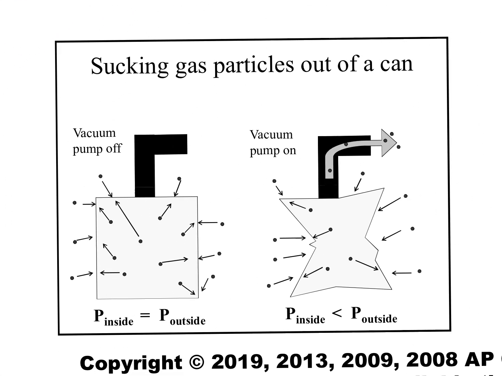So we've seen this demonstration too. I actually just did it in my CP class. So if we suck gas particles out of a can, you can see in this picture here on the left, we've got 1, 2, 3, 4, 5, 6, 7, 8 particles on the outside, and I believe there's 8 particles on the inside. If I take some of those particles out, the pressure inside is going to be less than the pressure outside. So this pressure on the outside is going to push, it's going to implode this can.